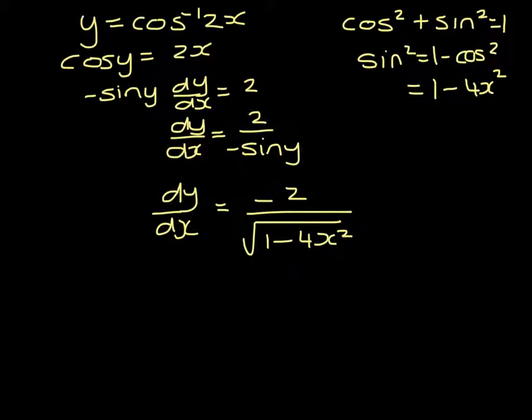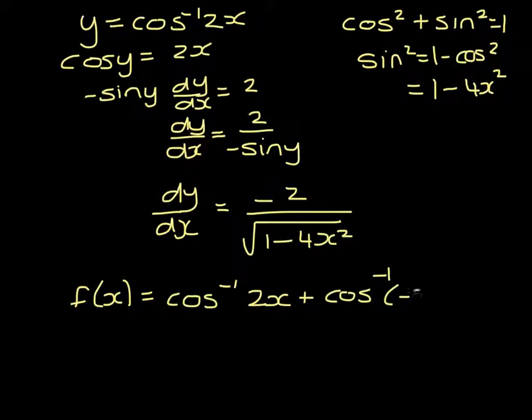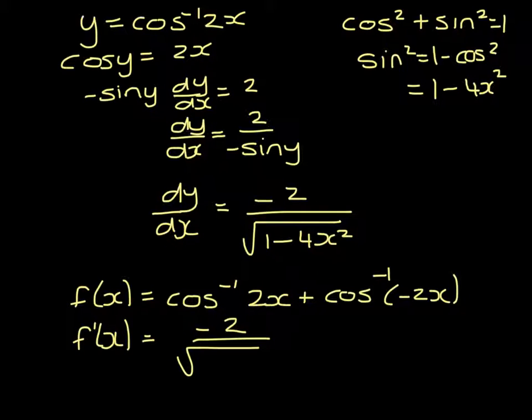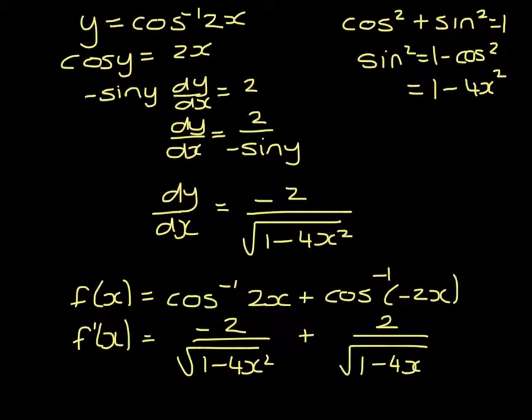So our original function was f of x equals the inverse cos of 2x plus the inverse cos of minus 2x. When we differentiate the first, we get minus 2 over the square root of 1 minus 4x squared. And when we differentiate the second, we get 2 over the square root of 1 minus 4x squared. Denominators are the same, so we can just add the numerators. 2 take away 2 is going to give us 0.